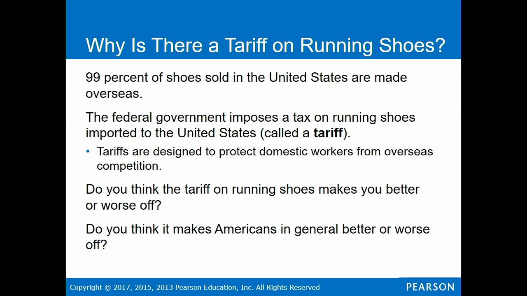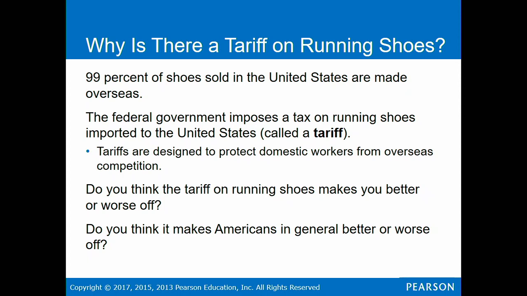So the federal government imposes a tax on running shoes that are imported into the United States. This is called a tariff, and you place these taxes on any foreign good. The tariffs are designed to protect domestic workers from overseas competition, because you're now making it more expensive to buy an overseas good. It makes it easier, so to speak, for American companies to compete against them. The idea is that because you're helping these domestic firms, they'll be able to hire more people, and these industries will last longer.